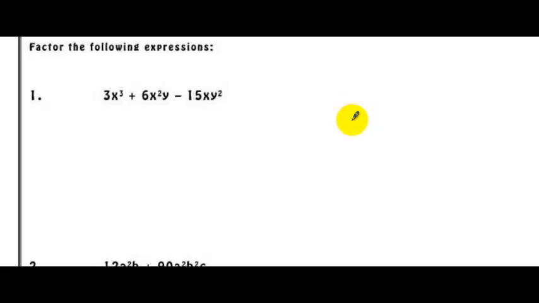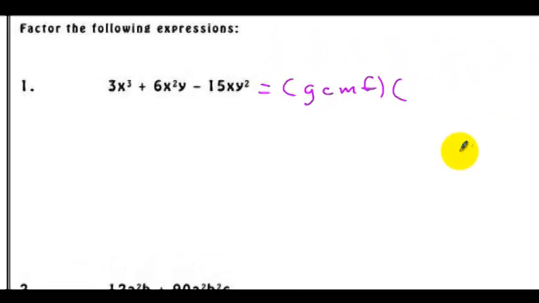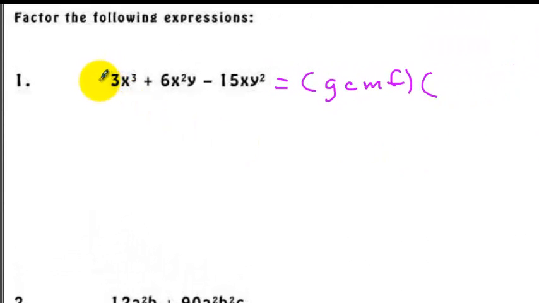Continuing our discussion with factoring, let's use our greatest common monomial factor to factor the following expressions. So once we factor this expression, the result will be of the form GCMF, whatever the GCMF is, times an expression. So let's start by finding the GCF of 3, 6, and 15.